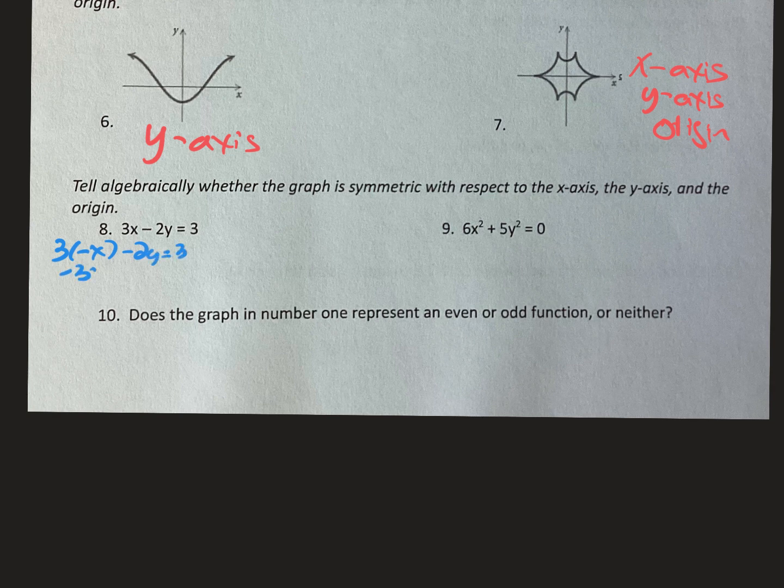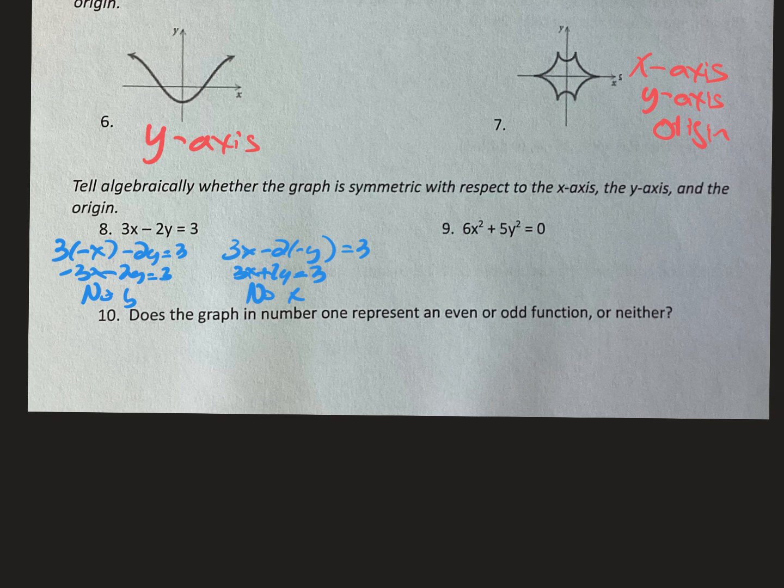I will get a negative 3x minus 2y equals 3. And that's not the same thing I started with, nor is it the opposite of what I started with. So that's no y-axis symmetry. Let's try x-axis. To try x-axis symmetry, I'm going to plug in a negative y, where the y is. And I will get 3x plus 2y is 3. Is that the same thing I started with? No. Is it the opposite? No. So that means there's no x-axis symmetry.